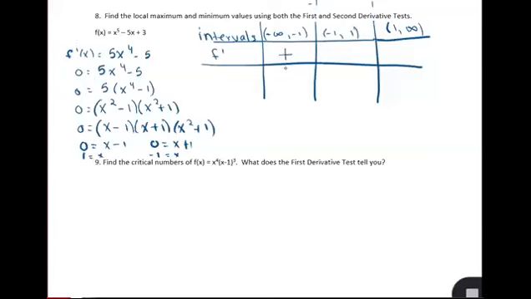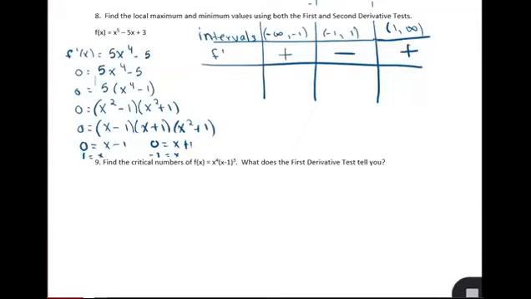Then if we do the same thing, pick a number between negative 1 and 1, 0 is in that interval, so that's kind of nice. So 0 to the fourth is 0, times 5 is still 0, minus 5, it's going to give us a negative. And then we need to do it again, so this time let's pick positive 2. That would look like 5 times positive 2 to the fourth minus 5. So this is going to be a lot more positive than just subtracting off 5. So that's going to give us a positive value.